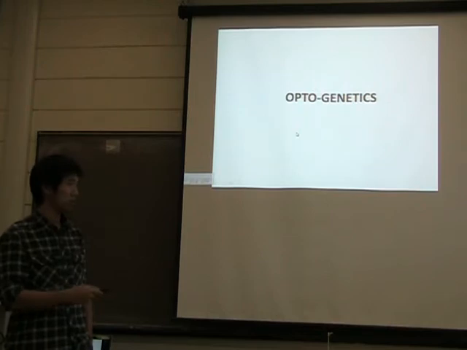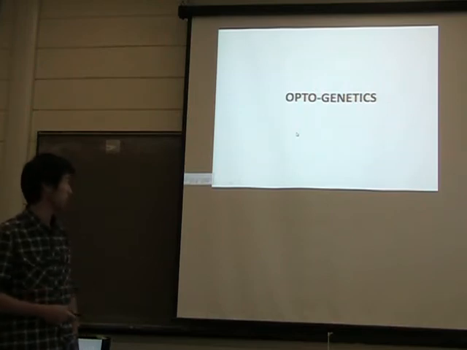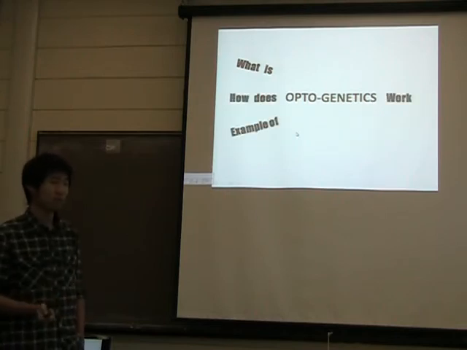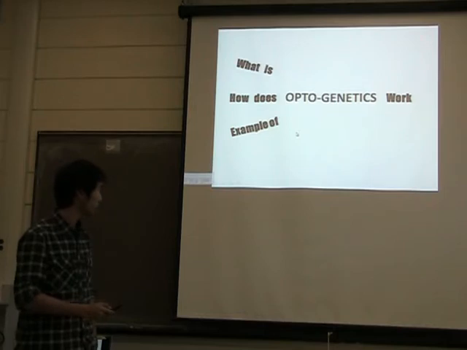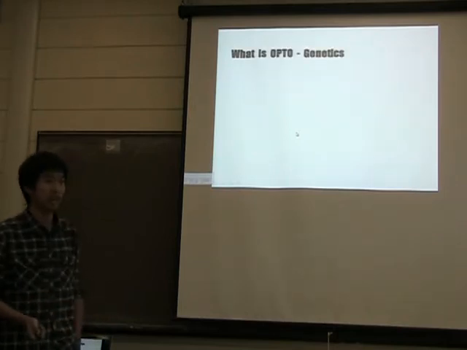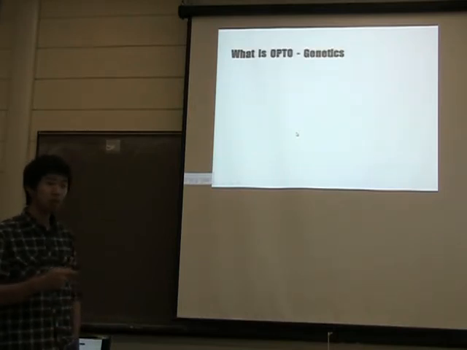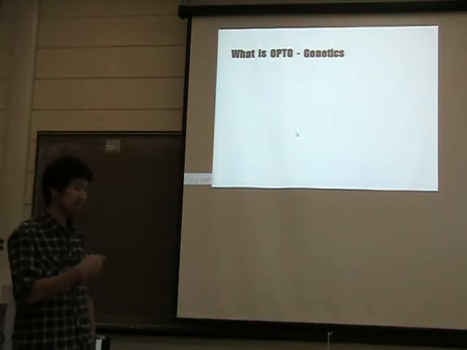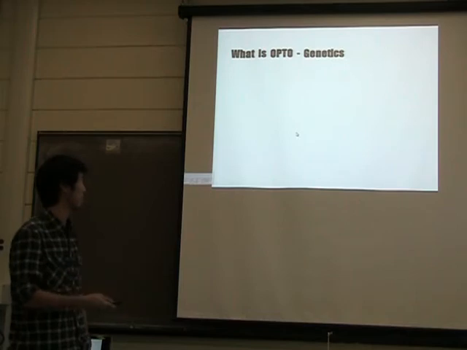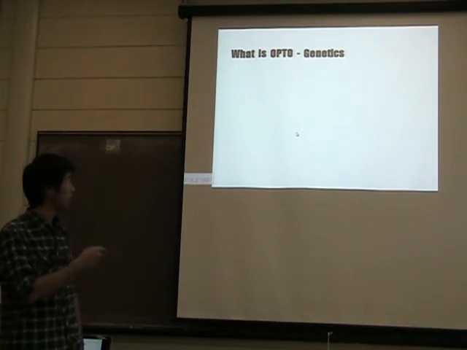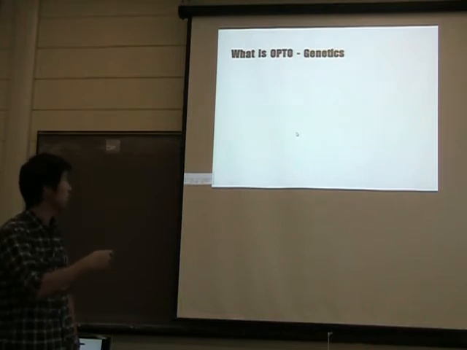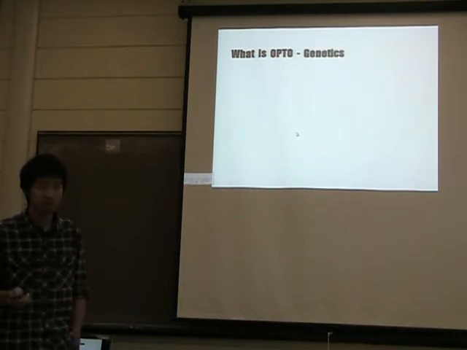Today I'm going to give you some basic ideas about optogenetics, like what it is, how it works, and some examples of using it in research. First, let's see what optogenetics is. I'm not going to give you a long and boring definition, but let's see something cool. From the word optogenetics, we can say it can be divided into two parts. The first is opto, the other is genetics.